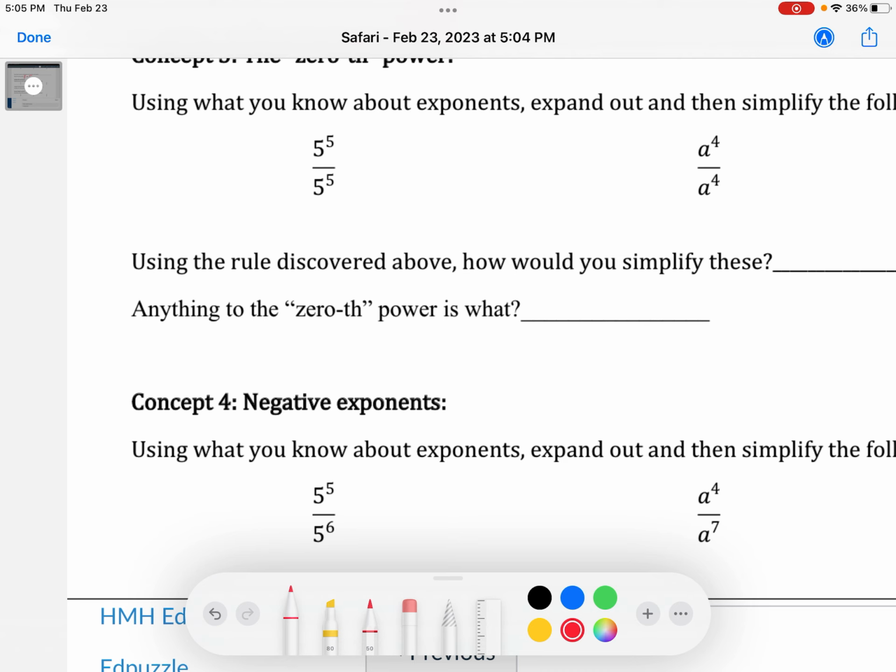Okay, so let's talk about the 0th power for a second, because you'd think, or at least I used to think, that something to the 0th power would be 0, right? You write something 0 times, there's 0 of them. But the truth turns out to be a little bit different. Now let's take a look at these examples here.